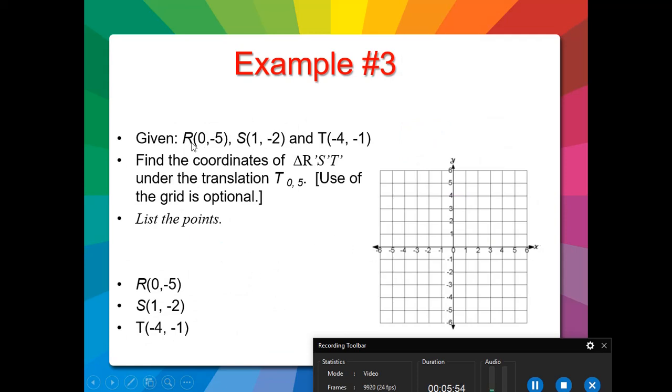In example number 3, we have triangle RST. We're going to translate it using this rule, (0, 5). Now the use of the grid is optional, so I'm going to opt not to use it because the rule is a simple addition and subtraction. So if I'm adding nothing to the x coordinate, that means all these x coordinates are going to remain the same, but I am adding 5 to the y. So there's R prime, S prime, and T prime. If you would prefer to graph it, you are welcome to do that. You'll just want to make sure that everything you put on the graph is accurate, because once you start graphing, it's eligible for grading.